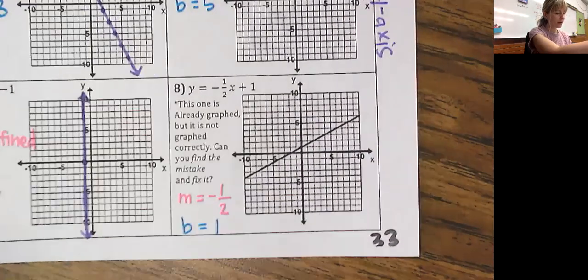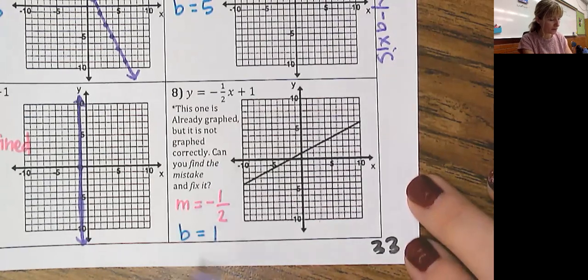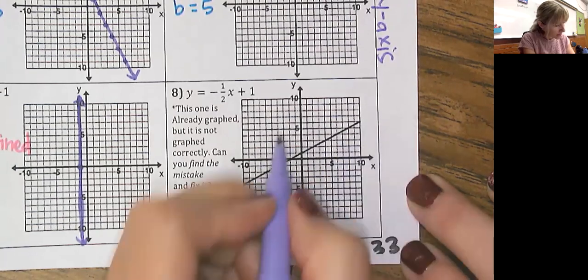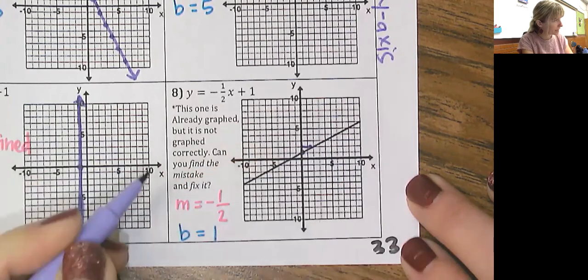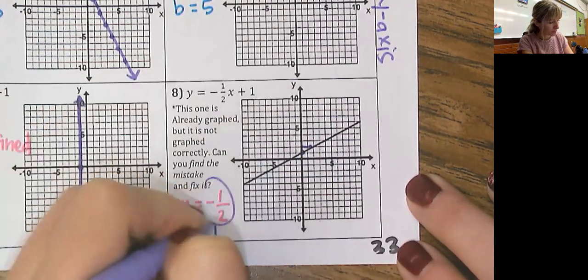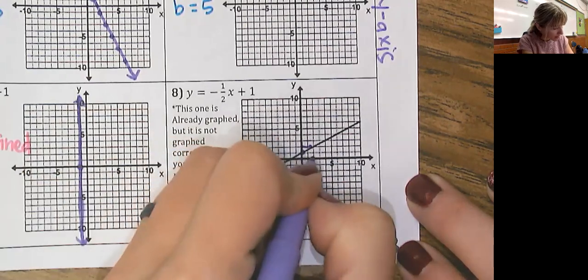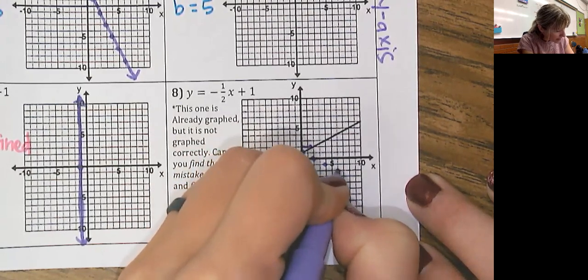So look right here on number 8. This one is already graphed, but it's not graphed correctly. Can you find the mistake and fix it? Look at the direction of this graph. This graph is going up 1 over 2, up 1 over 2. It is not supposed to do that. It's supposed to be going down 1 over 2. This is a very common mistake that students make, is going the wrong direction. Let's regraph this down 1 over 2 here.